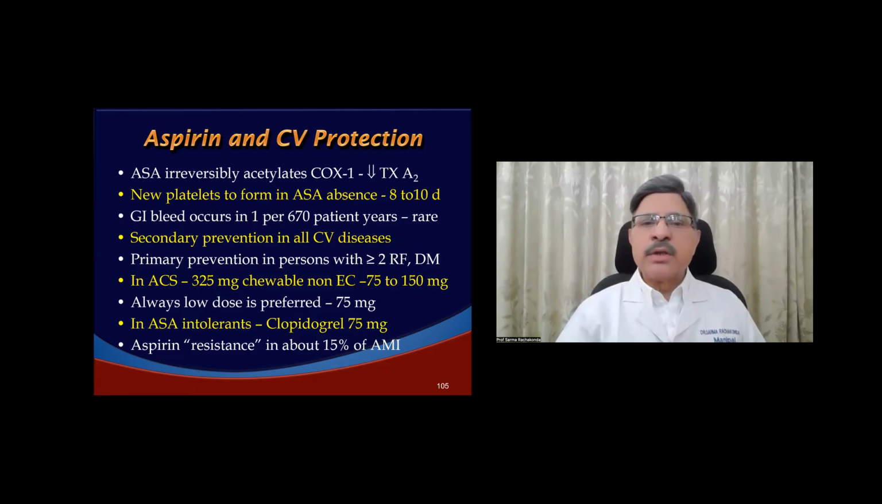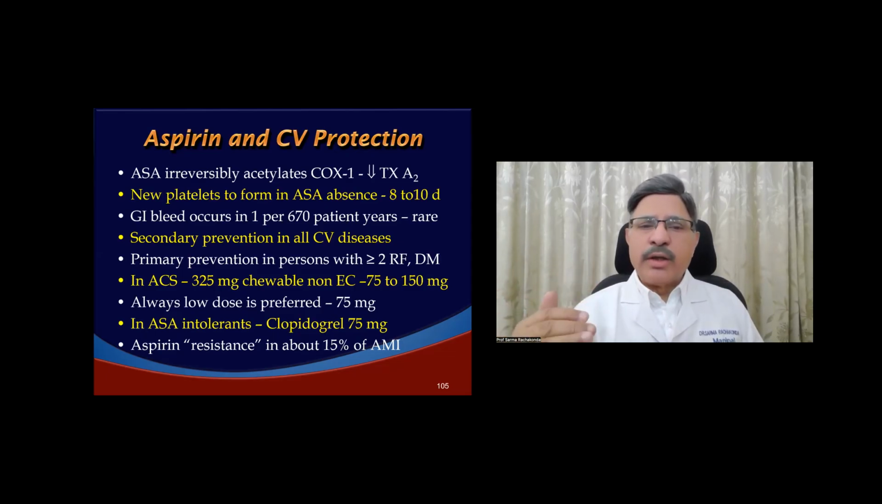GI bleed occurs 1 in 670 patient years. What is patient years? One patient taking it for 1 year is one patient year. 670 patient years means 670 patients taking it for 1 year, or 67 patients taking it for 10 years. It means GI bleeding is very rare. Don't be afraid of aspirin GI bleeding. If it comes, of course, we will tackle it and replace with clopidogrel.